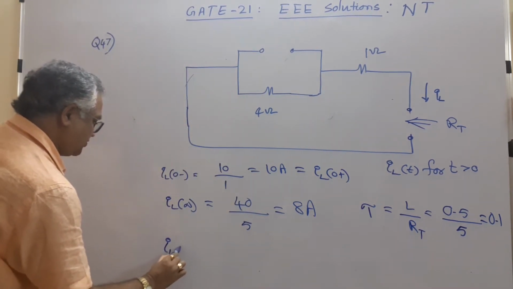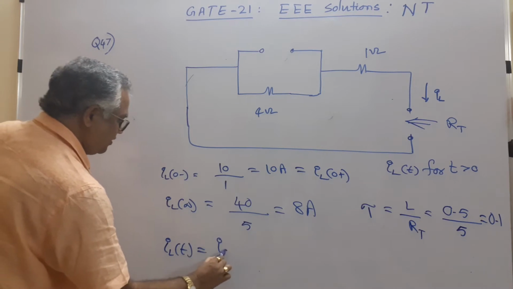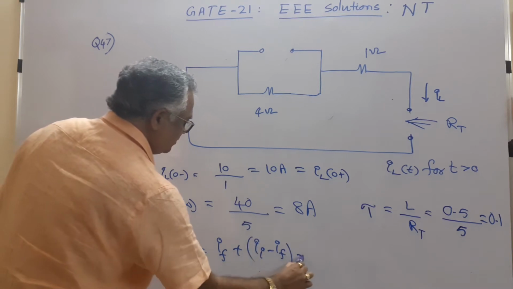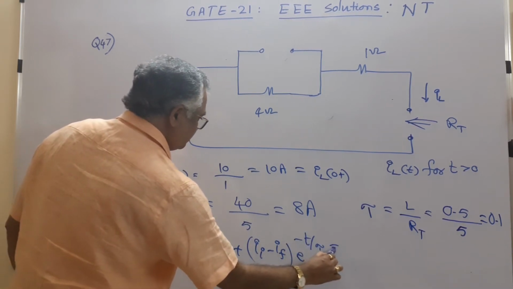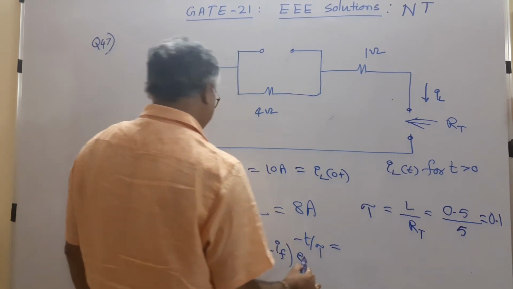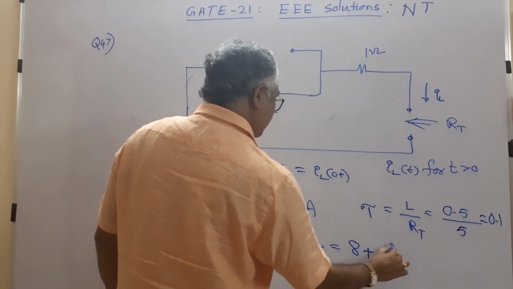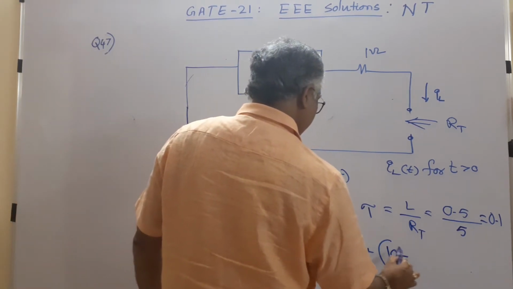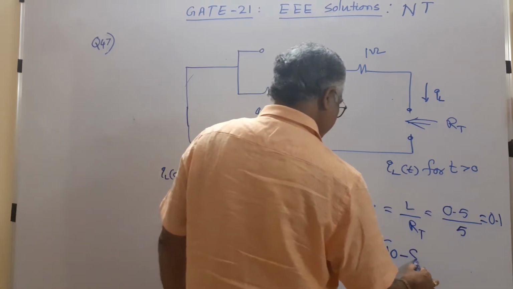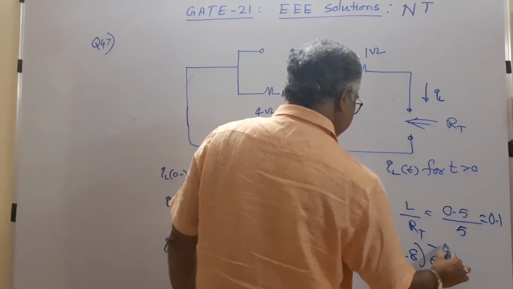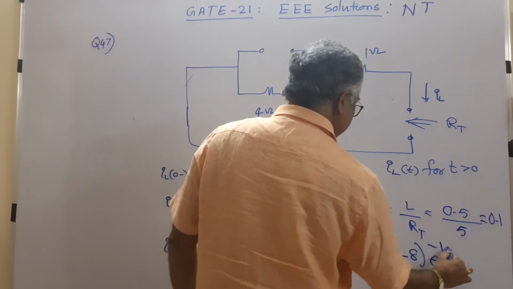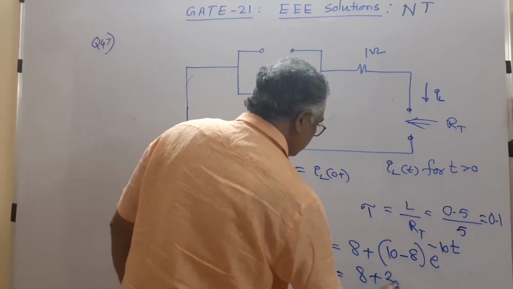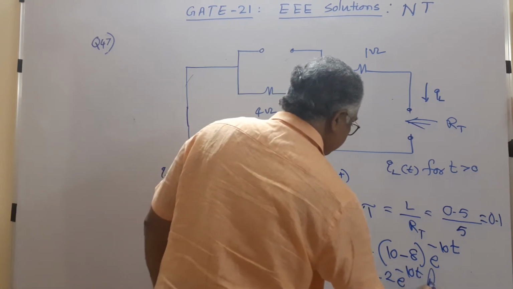Then what is the final expression? IL of t equal to I final plus (I initial minus I final) e power minus t by tau. What is the final? 8. What is the initial? 10. Final again 8. E power minus, so 1 by 0.1 is 10t. So you can simplify: 8 plus 2 e power minus 10t is the answer.